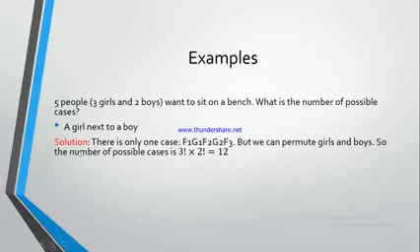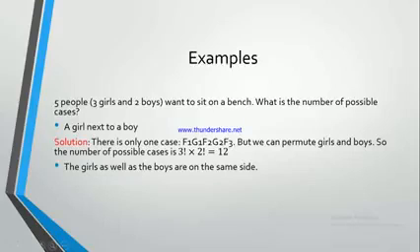So to solve this, there exists only one case. We can set one girl, then one boy, one girl, one boy, and the third girl. But we can permute girls and boys, so the number of possible cases is 3 factorial times 2 factorial, which is equal to 12.